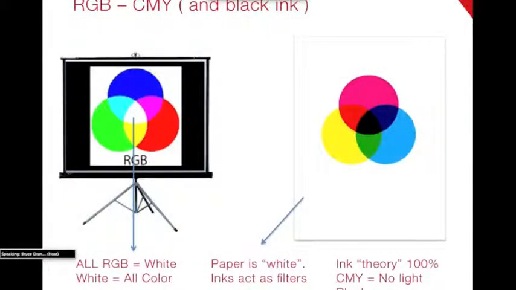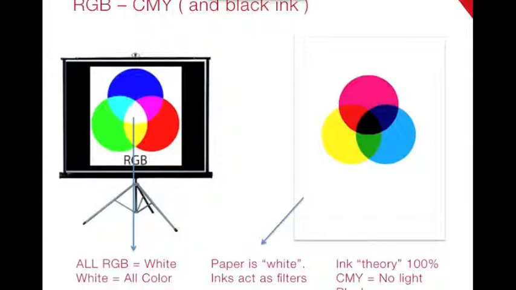Okay. But as we all know, we don't print RGB, we print CMYK. And I'm sure we are all familiar with the graphs, the diagrams we're seeing on the screen. And the theory is that our white light is now replaced by our white paper, and we're using inks as filters to give ourselves the colours that we would like to see.